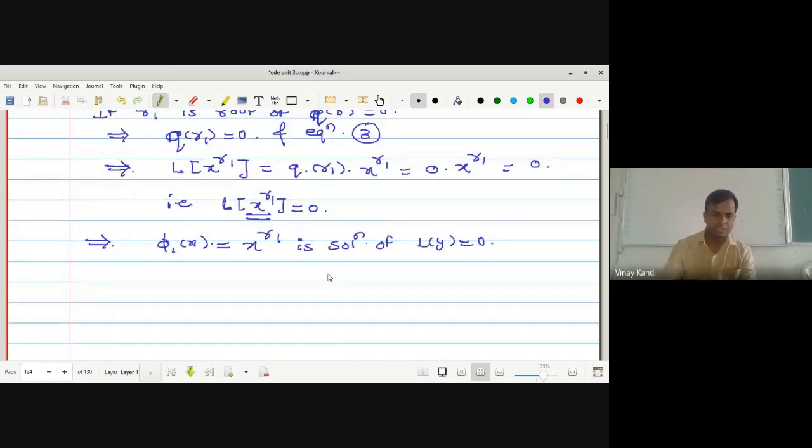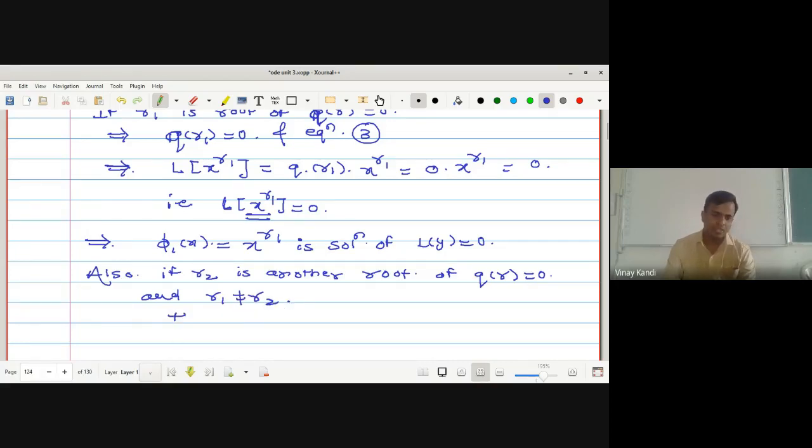Okay, and also if r2 is another root of q of r equal to 0, and we have r1 is not equal to r2 because the two roots are distinct roots, then q of r2 is equal to 0. So equation 3 implies, what is equation 3? This one.